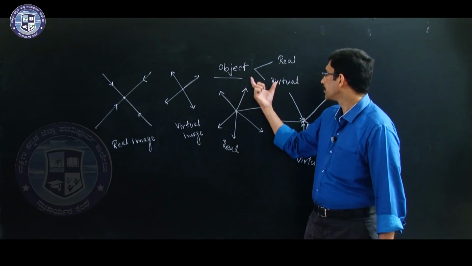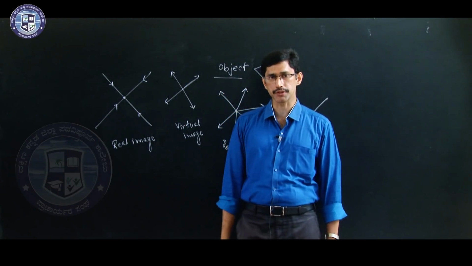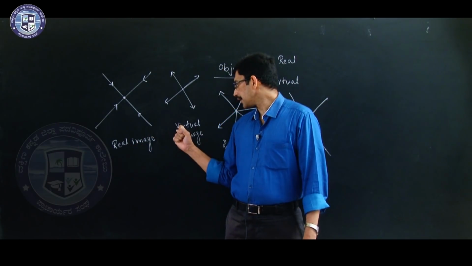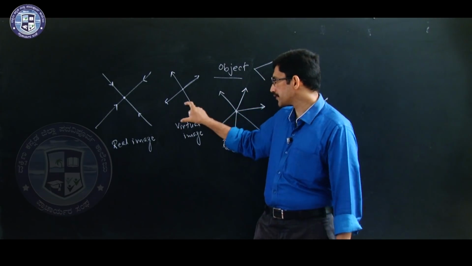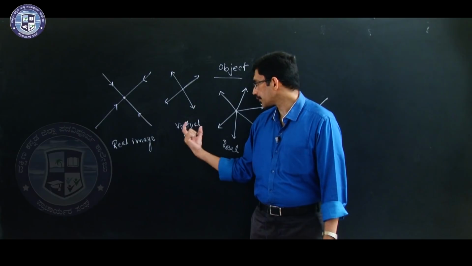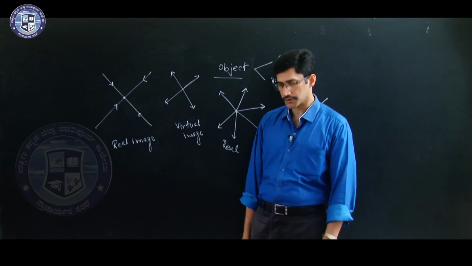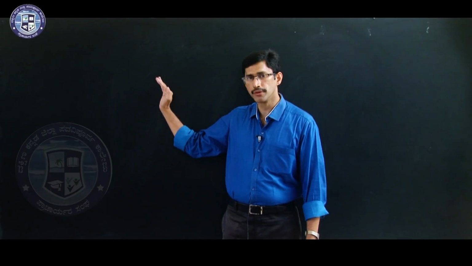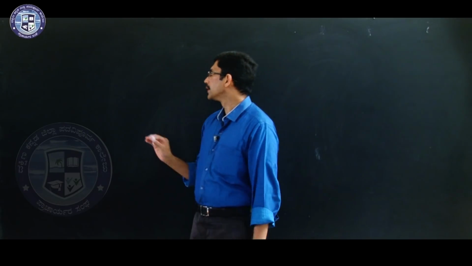Hope you know the difference now between the real object, virtual object, real image and the virtual image. And these real images can be caught on the screen, while the virtual images cannot be caught on the screen. That is the main difference that you need to know: the real image is caught on the screen, while the virtual image is not. These are the basic things that you need to know when you study optics, mainly the ray optics.